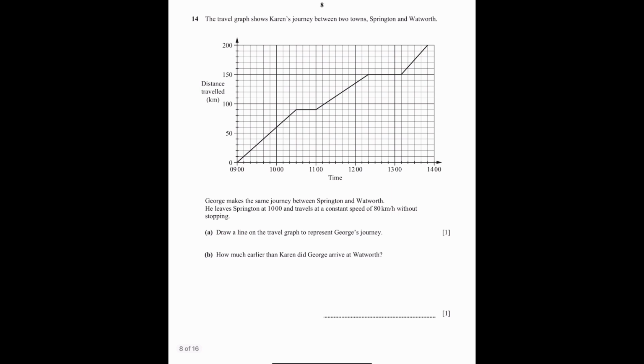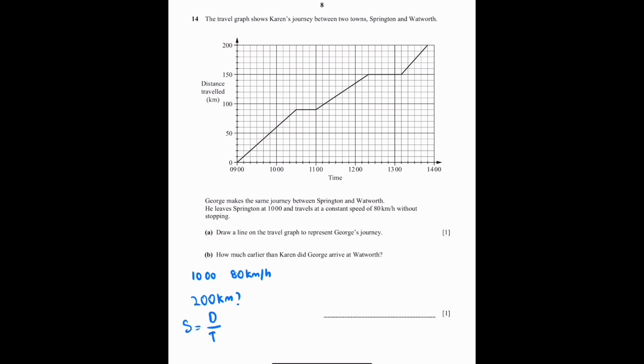So let's move to question 14. Travel graph shows Karen's journey between two towns, Springton and Watworth. George makes the same journey. He leaves Springton at 10 o'clock and travels at a constant speed of 80 kilometers per hour without stopping. Draw a line on the travel graph to represent George's journey. So if he leaves at 10 o'clock and then 80 kilometers per hour, how long will it take for 200 kilometers?